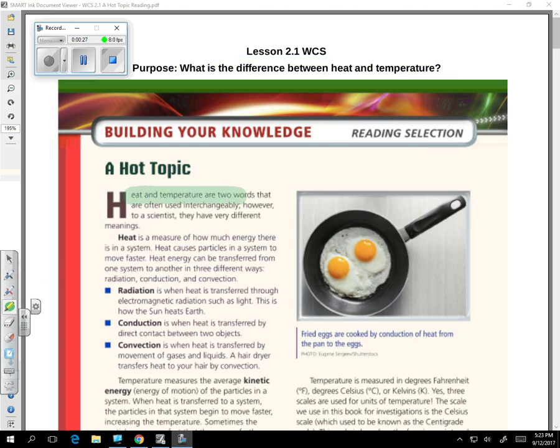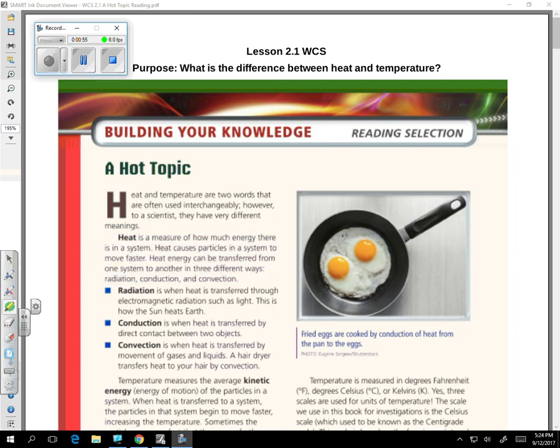Heat and temperature are two words that are often used interchangeably. However, to a scientist, they have very different meanings. Heat is a measure of how much energy there is in a system. Heat causes particles in a system to move faster. Heat energy can be transferred from one system to another in three different ways: radiation, conduction, and convection.